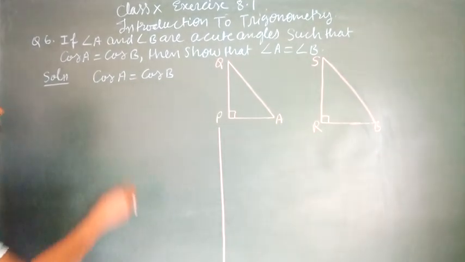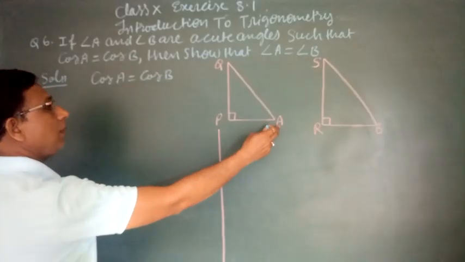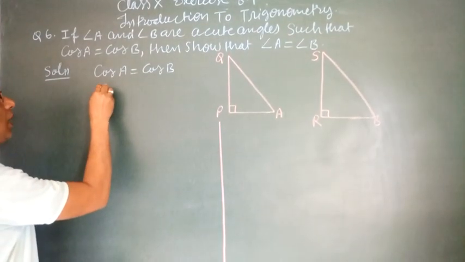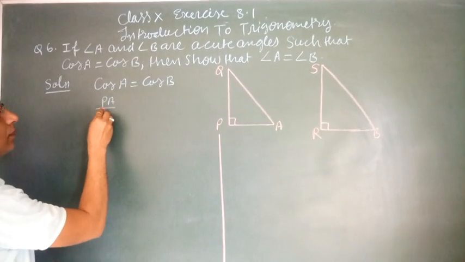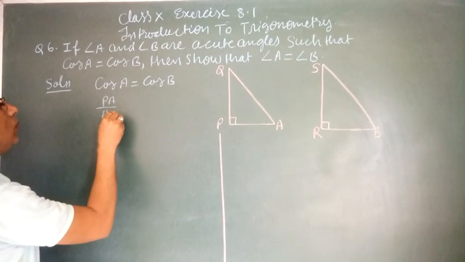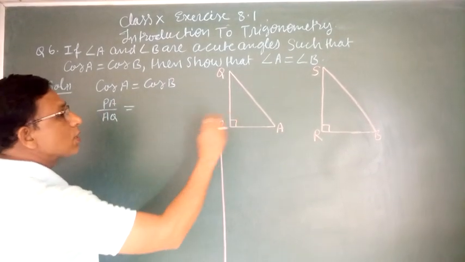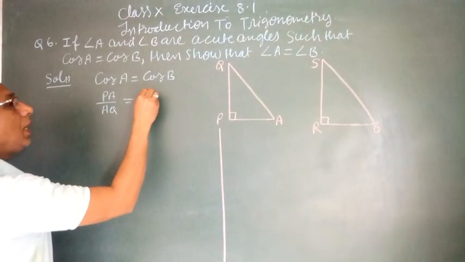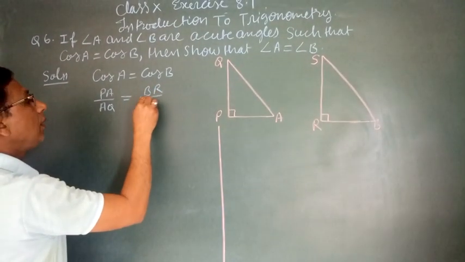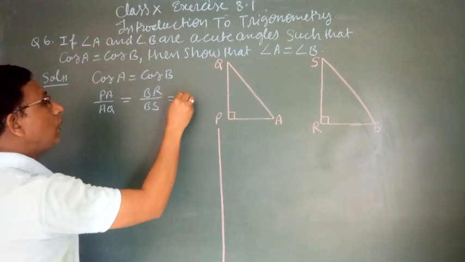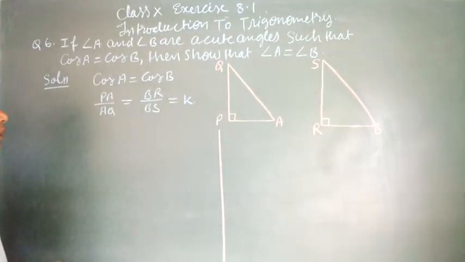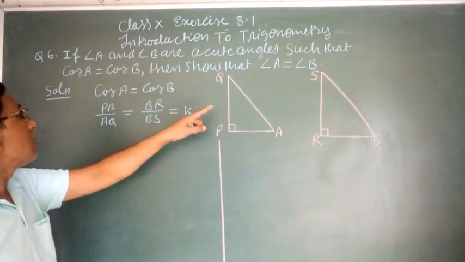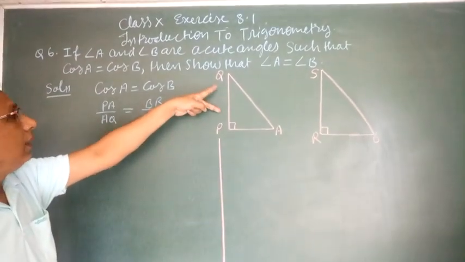For that we have cos A. Cos A means base upon hypotenuse. So base is PA upon AQ is equal to cos B. Cos B, that is base upon hypotenuse, that is BR upon BS, equal to K. So we have to now find out the values of the sides which are not included in this ratio.